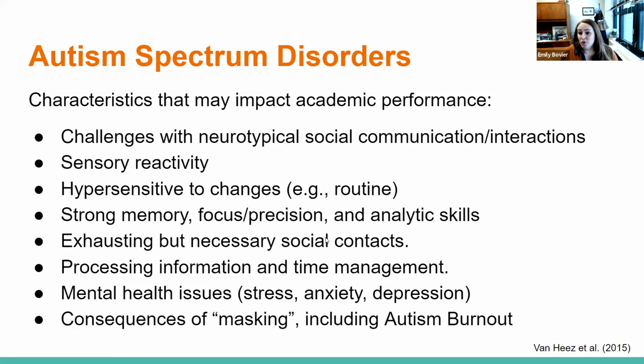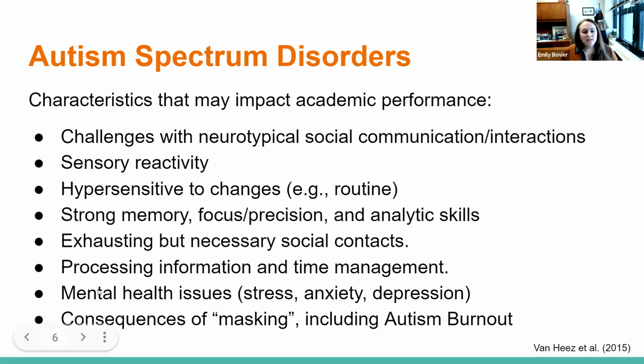Exhausting but necessary social contacts. This aligns with the challenges with neurotypical social communication and interaction. Again, think about group work in your class, whether it's in-class group work or if you require students to do group work outside of class. In terms of processing information, people with autism might have difficulty processing multiple forms of information and managing time. But they are able to, with proper structure and support and organization, do quite well.